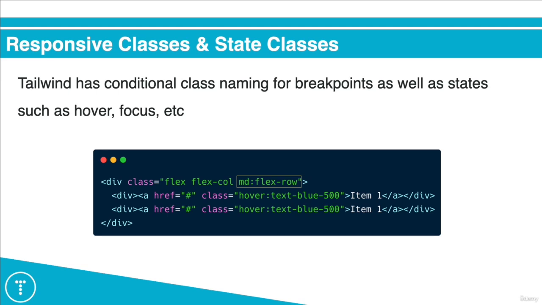We can also add classes based on the state of an element. For instance, here we're saying to make the text color blue if the link is hovered over. So that class won't take effect until it actually has a hover state. So this stuff makes Tailwind very powerful and makes it so we rarely ever have to leave the HTML for styling.